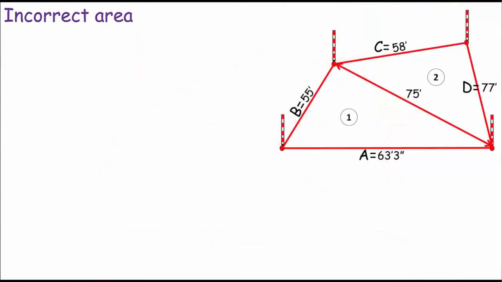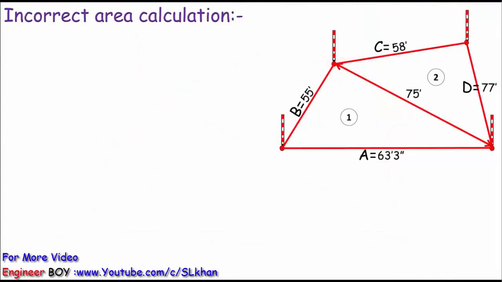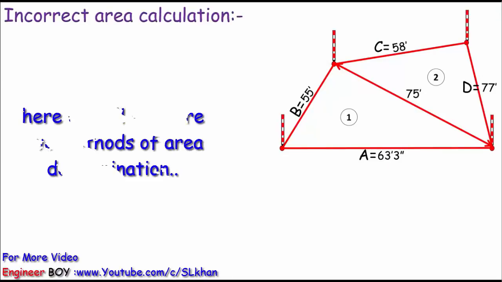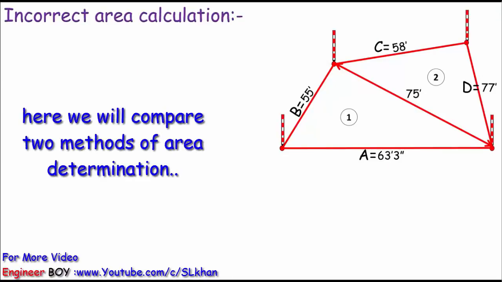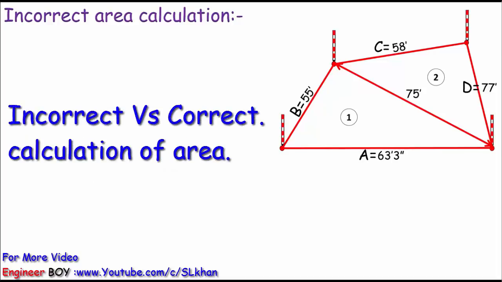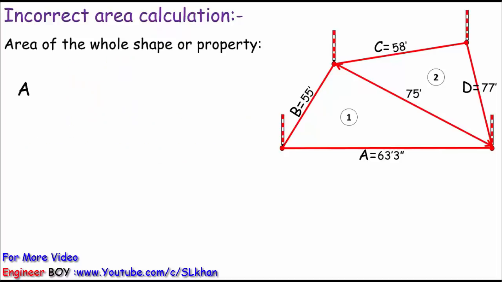Remember, in this calculation, I'm going to calculate an area of the property with the help of two formulas, and we will compare the answer of each formula with the answer of software to check and satisfy which formula is okay and which formula does not give the correct answer. So let me call one the wrong solution and one the correct solution. And I will start from the wrong solution, which is followed by most people and students. For example, this one method and formula. Let's talk about this one.